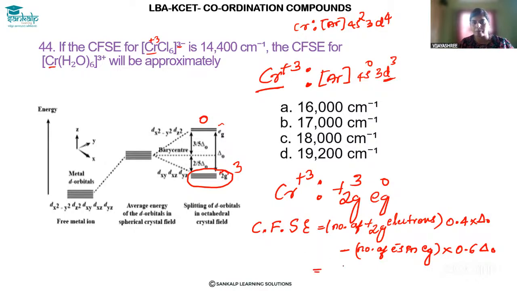So now what we are given here is delta naught. ಡೆಲ್ಟಾ ನಾಟ್ ಅನ್ನ ಆಲ್ರೆಡಿ ಕೊಟ್ಟಿದ್ದಾರೆ. We are given delta naught as 14,400. So 14,400 is the delta naught, right?